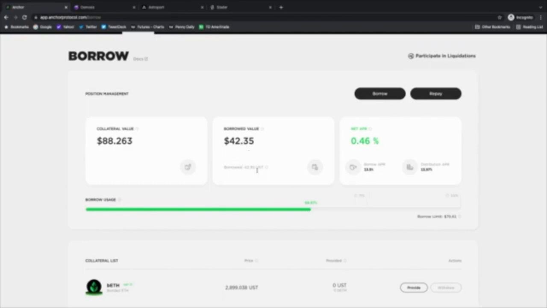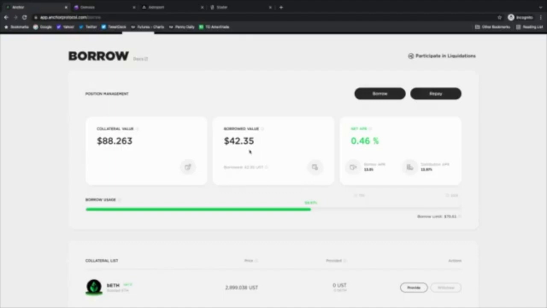So what I just borrowed was $42.35. You see how I just borrowed $42.35 and my loan to value is at 60%. Let's say you put this money into Earn and you didn't loop it, because looping is a little bit different, since then you have to add that back to collateral. But let's just go with a simple example, Dustin.